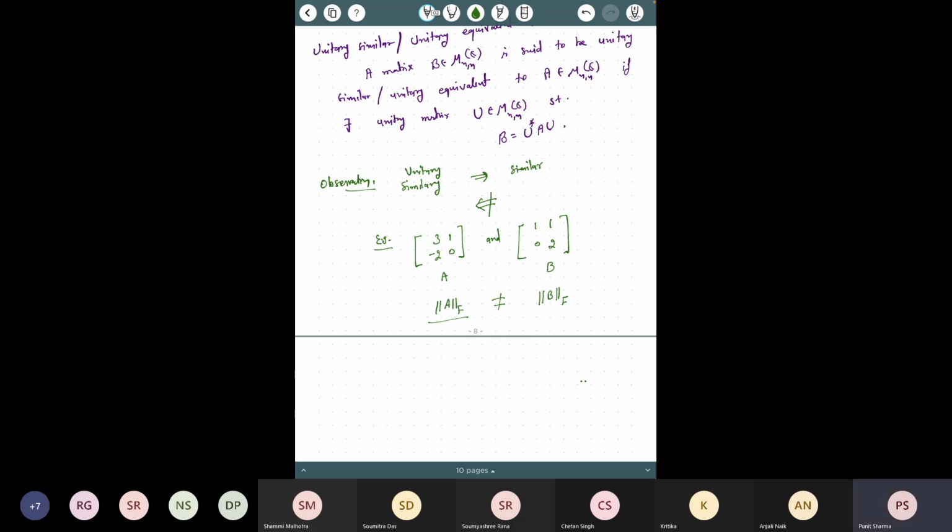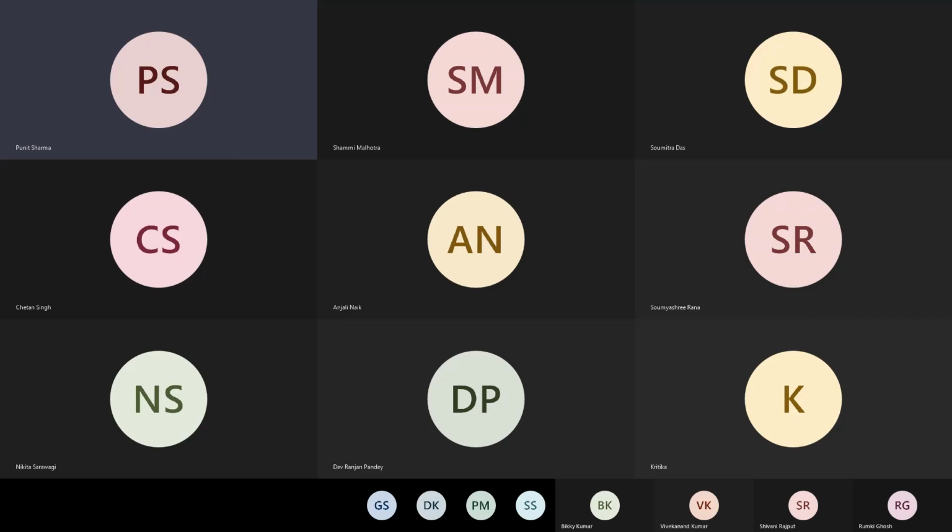Or you can say that if you look at your matrix as a linear transformation, then A is the matrix of linear transformation with respect to one basis, and B is the matrix of linear transformation with respect to some other basis. And this S matrix is actually the change of basis matrix, right? But here, in case of unitarily similar, we have the same thing, but the basis is different. Can you tell me which basis it is?